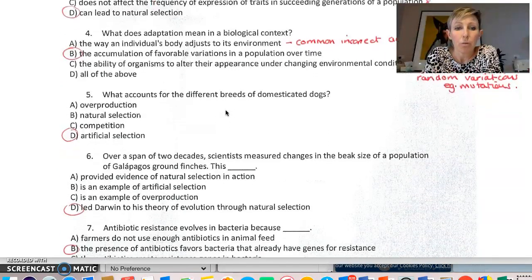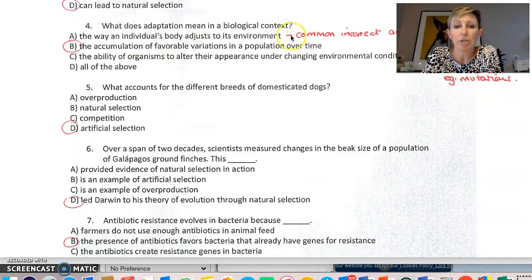Number 4. What does adaptation mean in a biological context? Now, this is a tricky one for some people because we tend to talk in everyday language about how we adapt to situations. But in biological and evolutionary terms, we're really talking about how whole populations can adapt and have more favourable traits in relation to their environment. So the answer is B, the accumulation of favourable variations in a population over time.